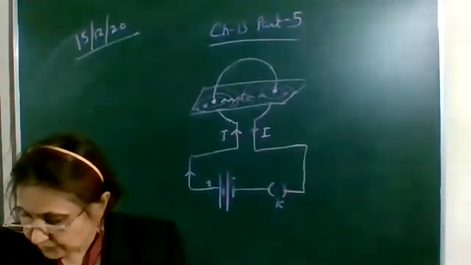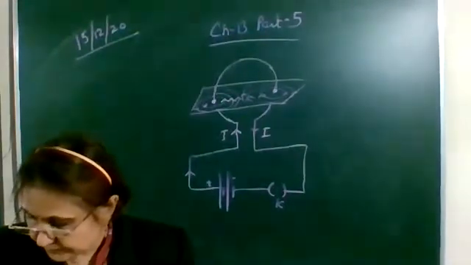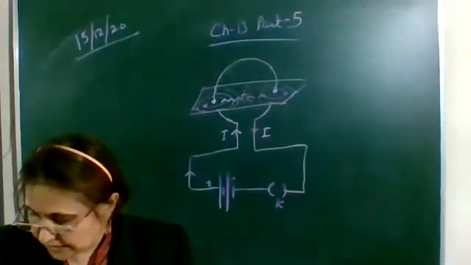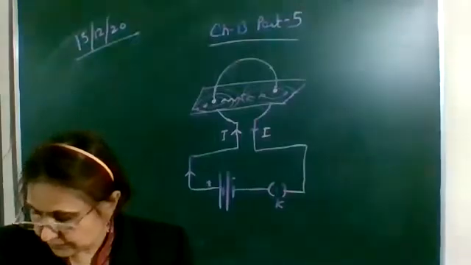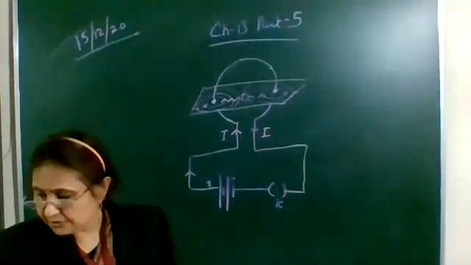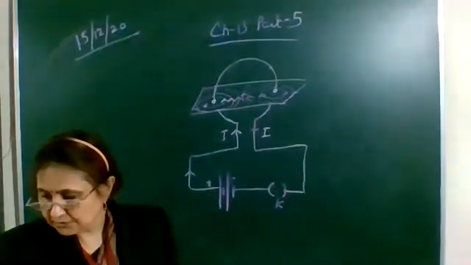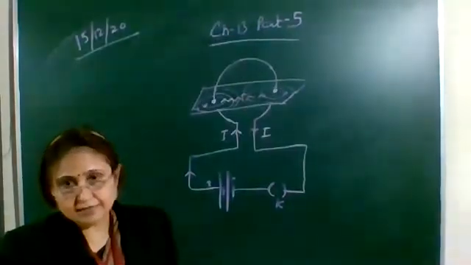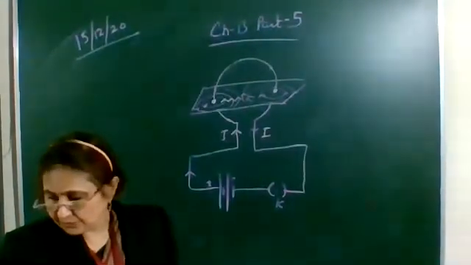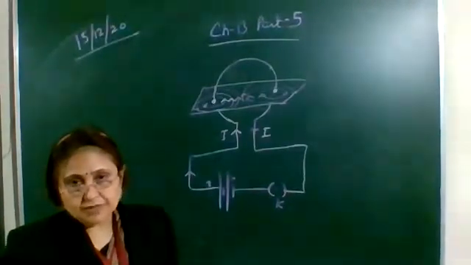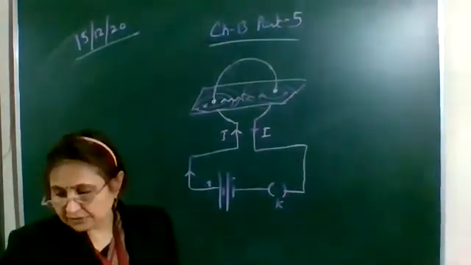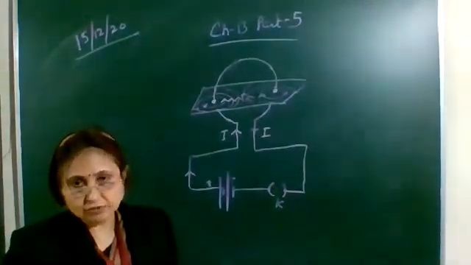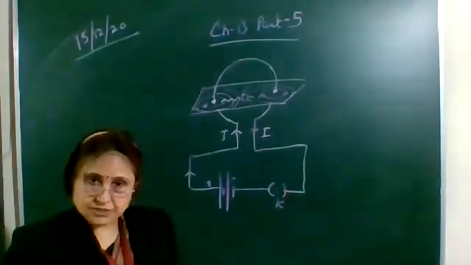Write down: on what factors does the magnetic field due to a circular current carrying wire, or the circular current carrying loop, depend? It depends upon the strength of the current.